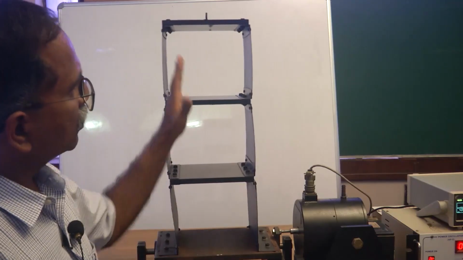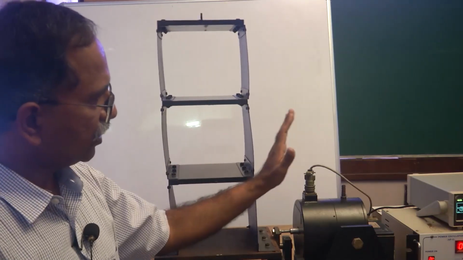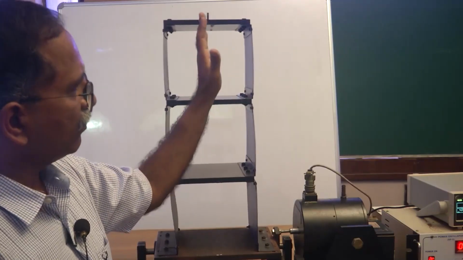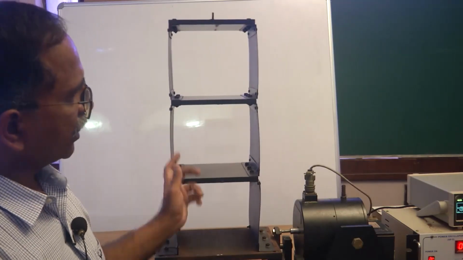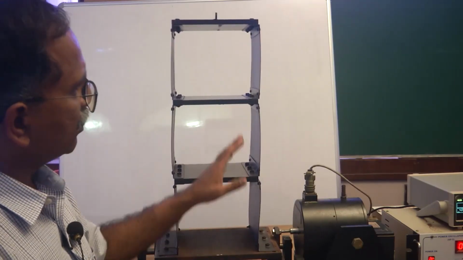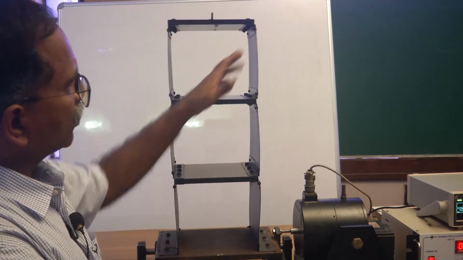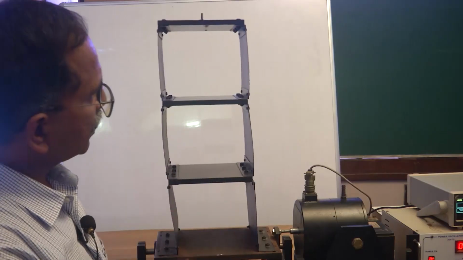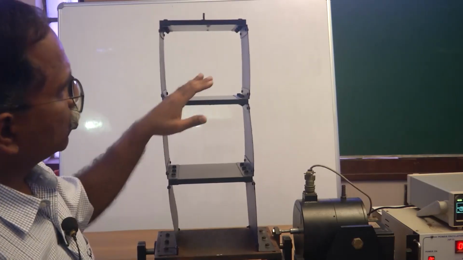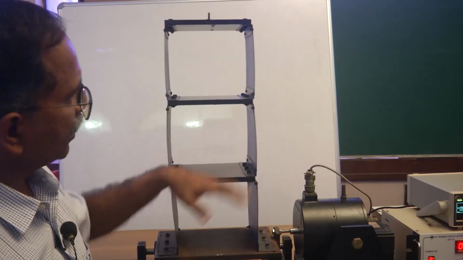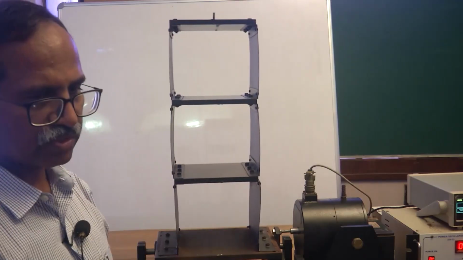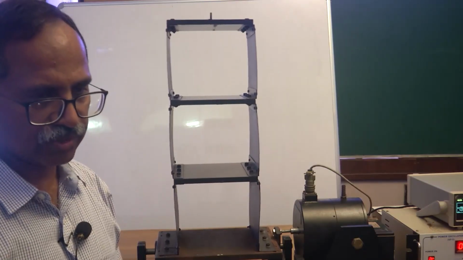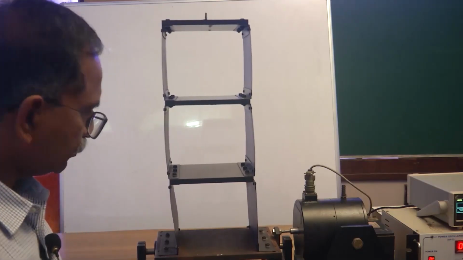So, in the first mode, all the plates moved in sync in only one direction. That means they were moving in phase. In the second mode, this plate and this plate were moving out of phase, and there was a node location somewhere close to this plate. And in the next, that is the third mode, we observed two node positions, one between this and this plate and the other one between this and this plate. Okay. So this is how the mode shapes are observed in this particular building vibration experiment.